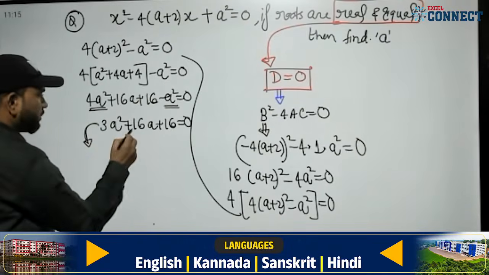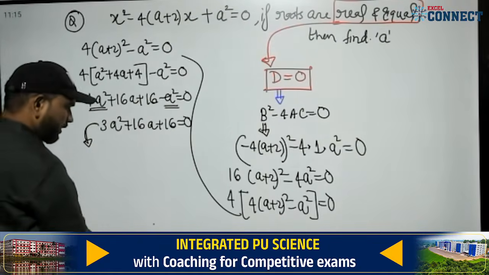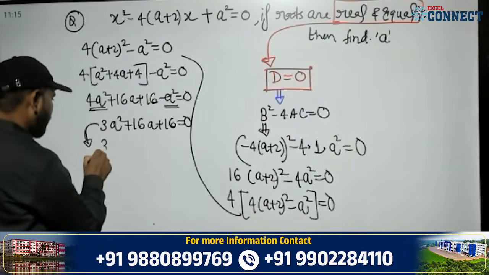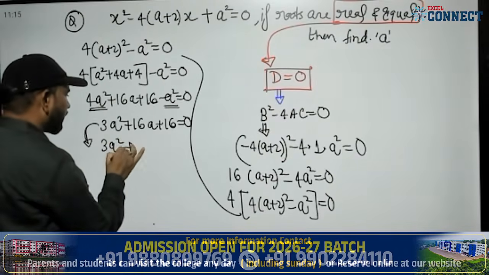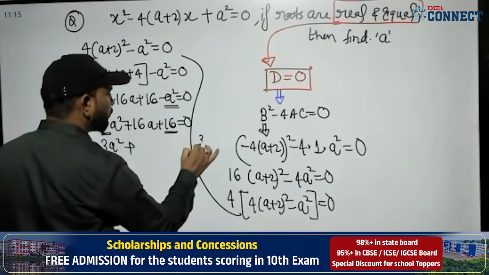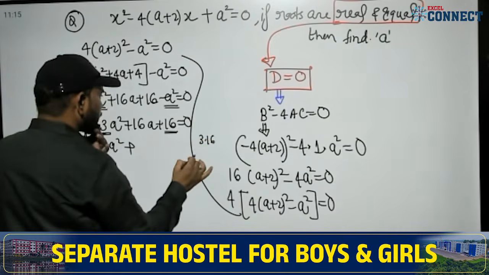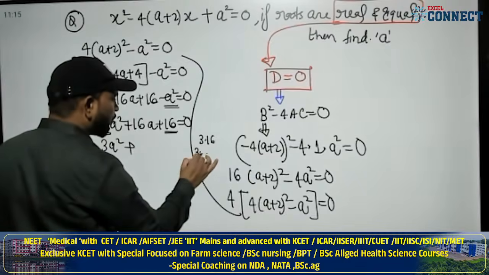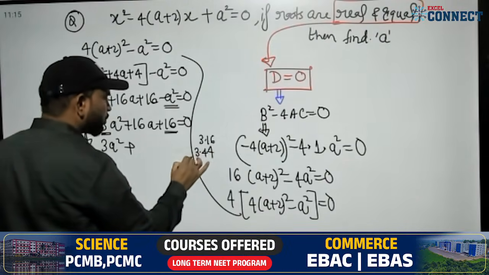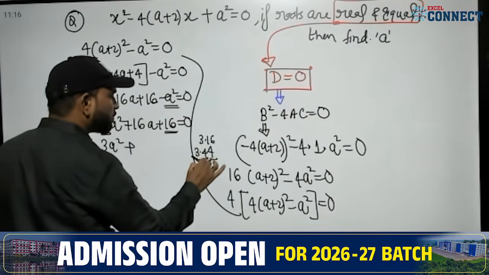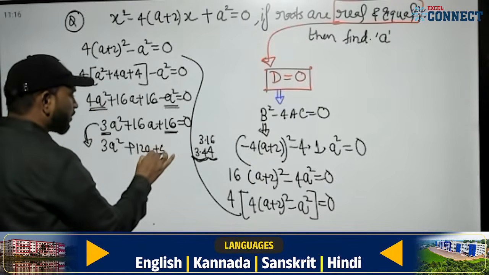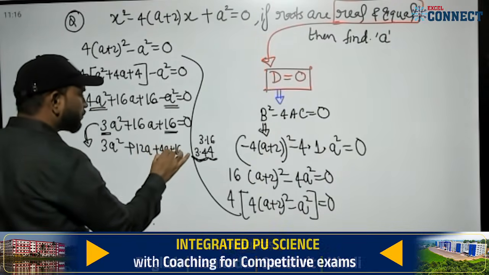What I will do? See, 3a square, 3a square, this multiplication 3 into 16 is what? 48. So now I can break 48 into what? 12 into 4, yes. I will break it. 12 plus 4 is what? 16. So I can break it as 12a plus 4a and plus 16 is equal to what?